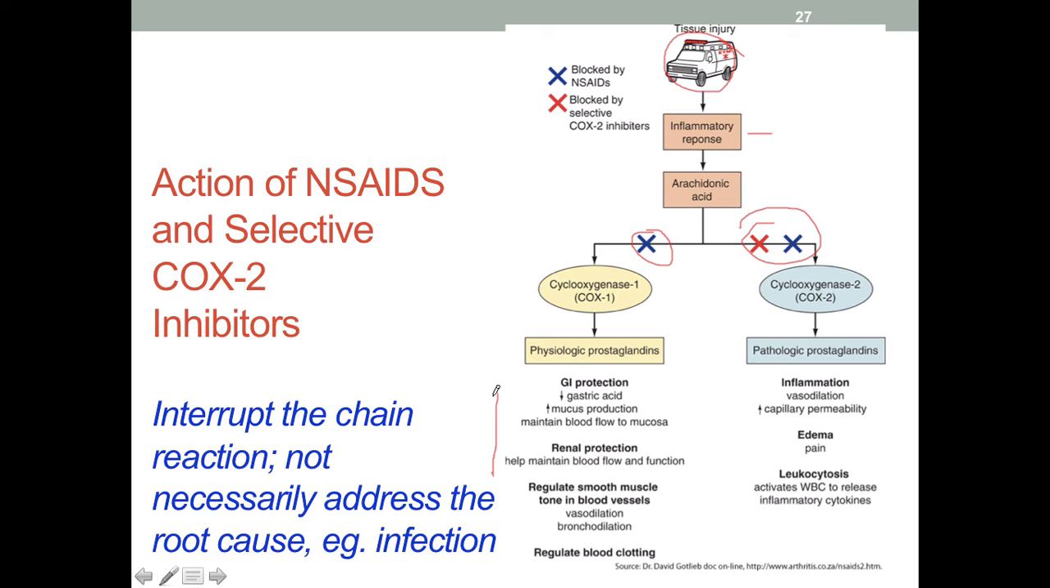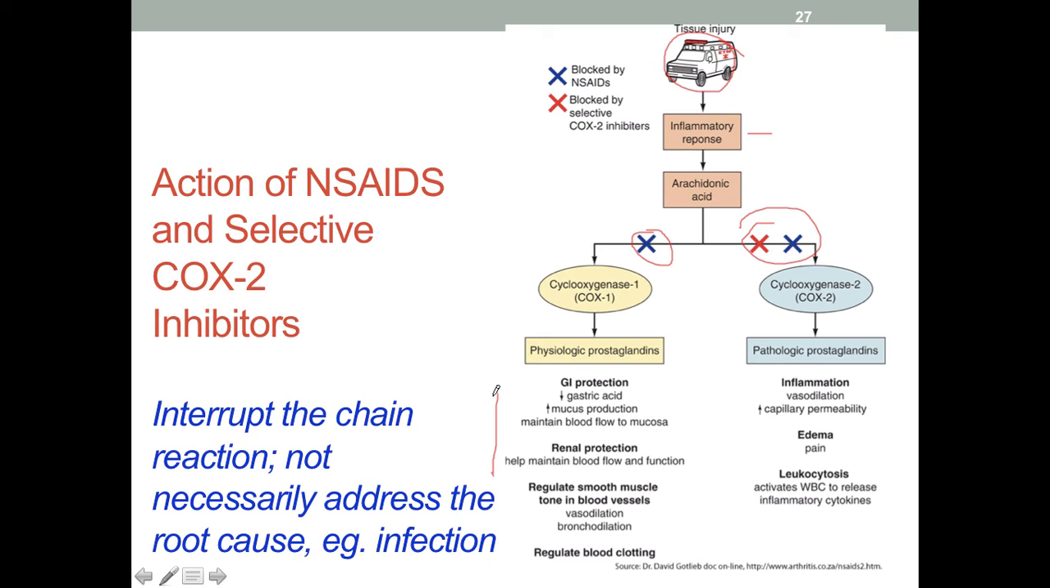So one questions if this would be a good thing or a bad thing to use these painkillers. Well, the answer is both. We know that pain can be debilitating, so we know that if we have to control pain so that the patient can sleep or eat, then we definitely need to do this.